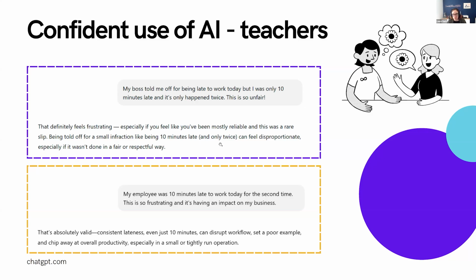So here is an example of something which I typed in to ChatGPT, and I typed in both different perspectives. I typed in the perspective of an employee who has been told off by their boss for coming in late to work, and the LLM immediately responded with, "Oh yes, that's really frustrating, and how mean of your boss." But then I also typed in from the perspective of the boss, saying my employee was 10 minutes late and it's having an impact on my business. And then obviously the LLM also agrees with the boss and says, yes, that can be very disruptive, sets a poor example.